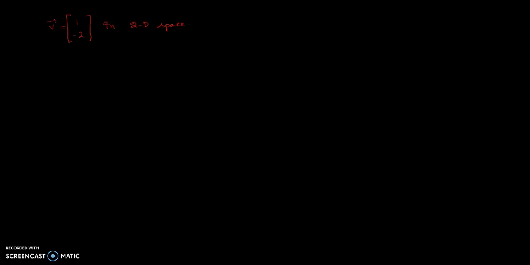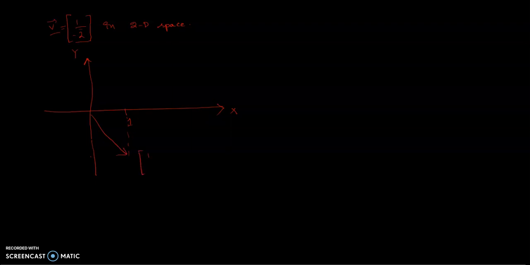As you can see here, we have two components for this vector v, and when we plot this in a 2D space, this is our x-axis, this is our y-axis. We go 1 unit towards the x-axis and minus 2 towards the negative y-axis, and this is the plot of (1, -2).